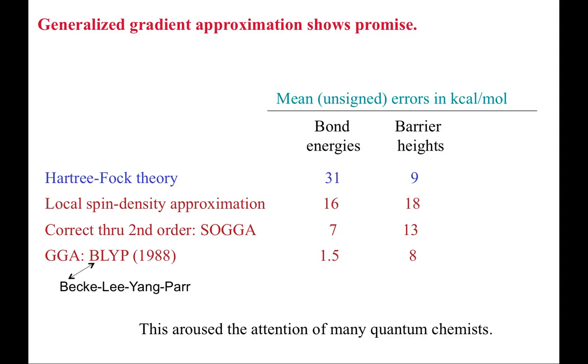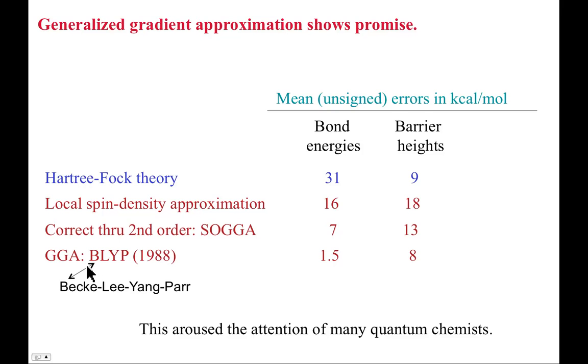Well, okay, so let's actually look at some of these benchmarking data. These numbers I showed in the last presentation: the Hartree-Fock error on bond energies and barrier heights, the mean unsigned errors, 31 and 9 kcal per mole, respectively. Some improvement in the bond energies, but actually some failure in the barrier heights with LSDA. And now if we look at this formally correct through second order approach, the second order generalized gradient approximation, we again get another factor of 2 or so over LSDA in bond energies, and we do a little bit better in barrier heights. But finally, let's go to BLYP.